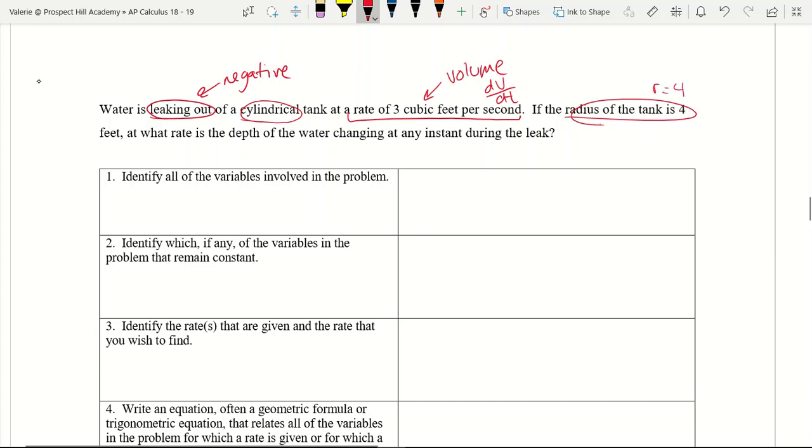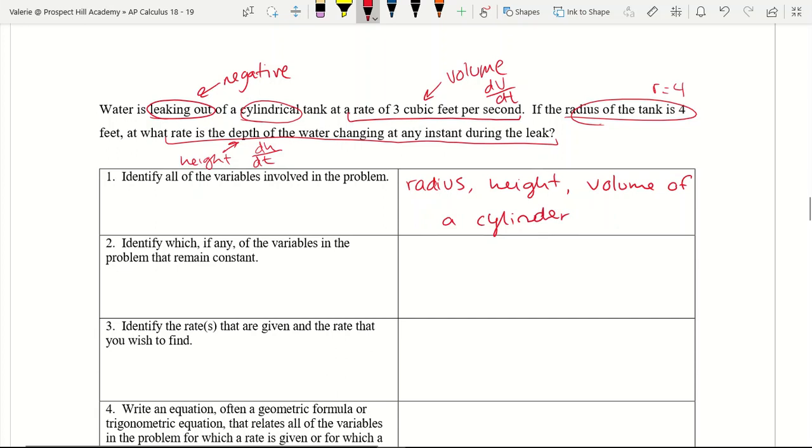And we want the rate the depth is changing. So when we're thinking about depth, we are talking about height, right? So if I'm looking at the rate of height, then I'm looking for dH dt. So the variables in this problem are radius, height, and volume of a cylinder.